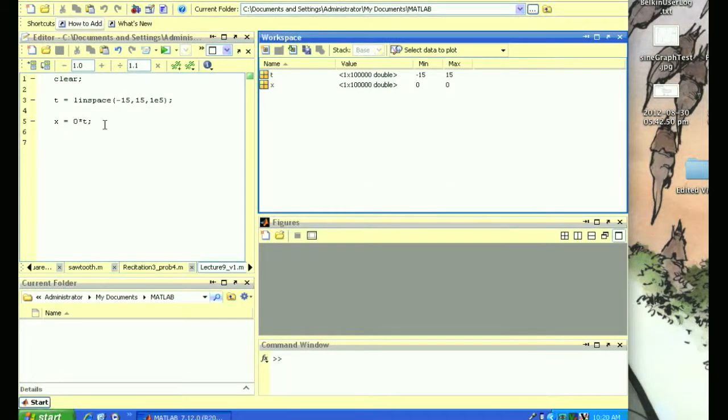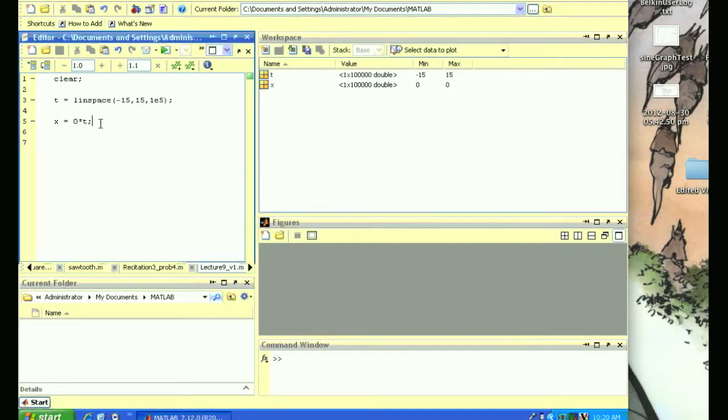So let's see, what's omega for this problem? Omega was 1, wasn't that right? Because the period was 2 pi, right? So omega is always 2 times pi over T. We can write it like that.